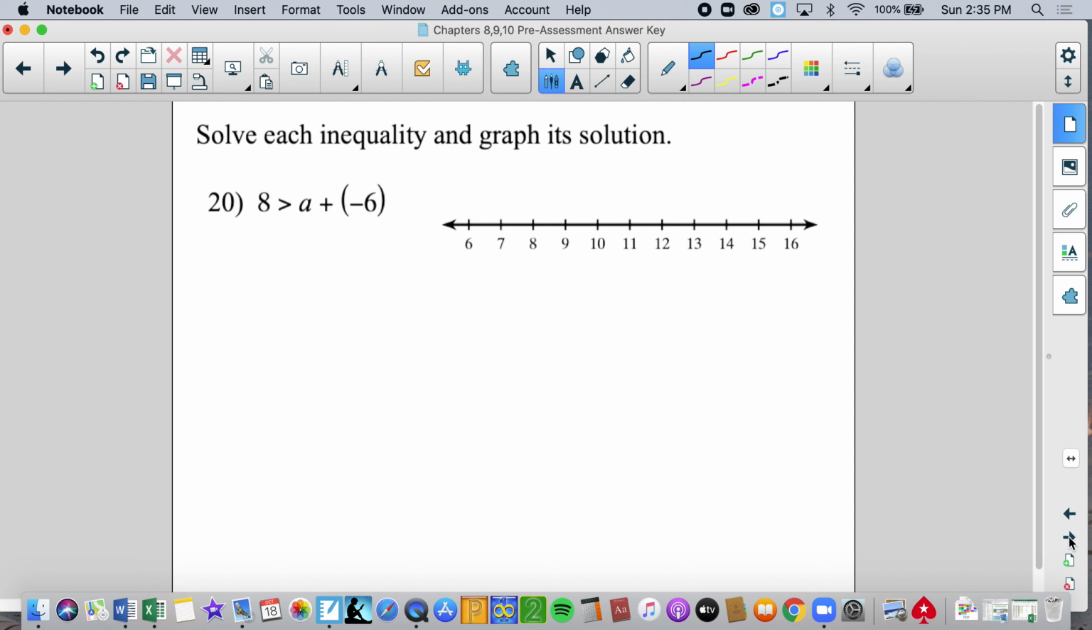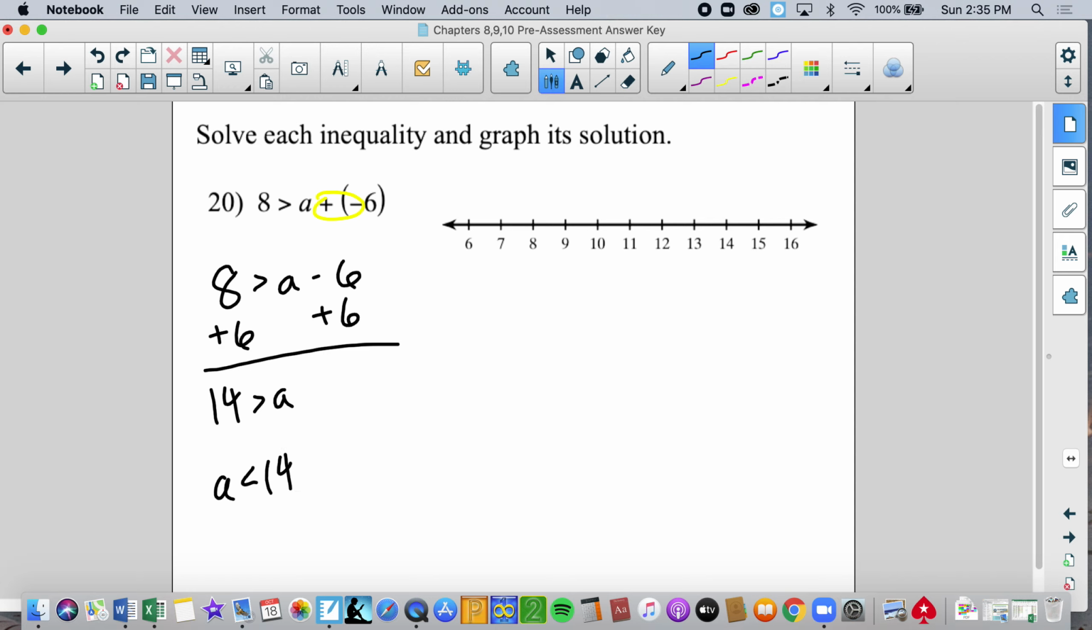Number 20, I'm going to simplify first. Whenever you have double signs, always simplify the expression before you isolate. Now I'm going to solve for the variable. My variable doesn't come first. I'm going to write it first. It's eating the 14, so make sure it still eats the 14 when you write the variable first. It is a less than, so it's an open circle and going to the left over 14.